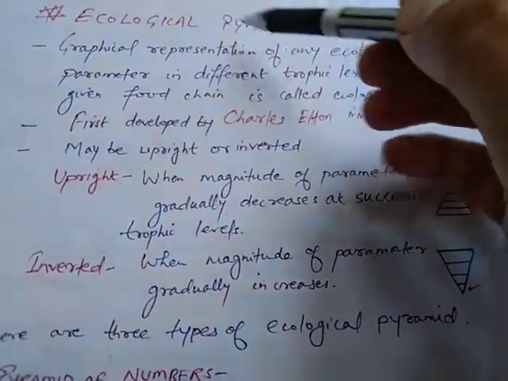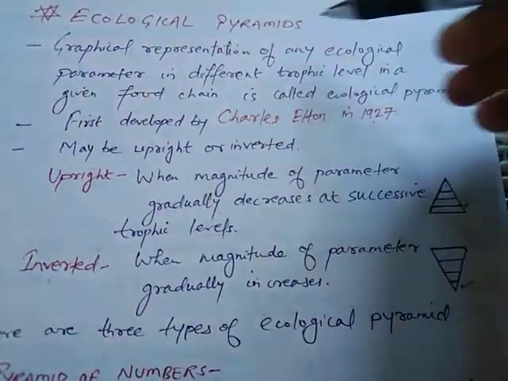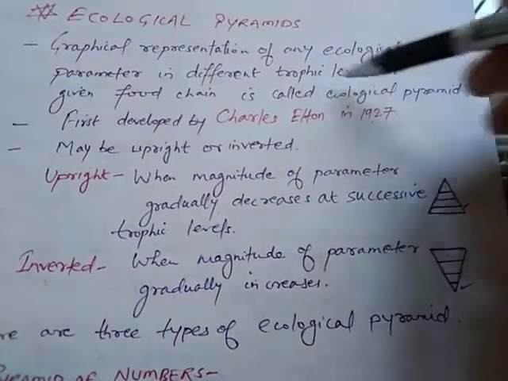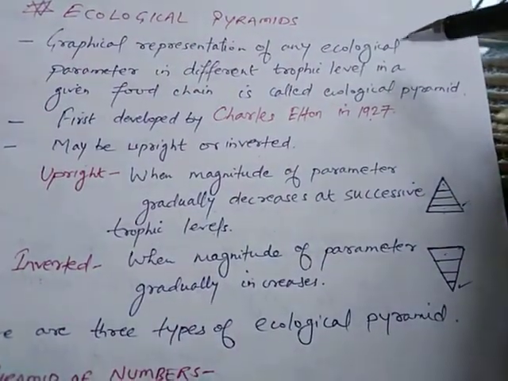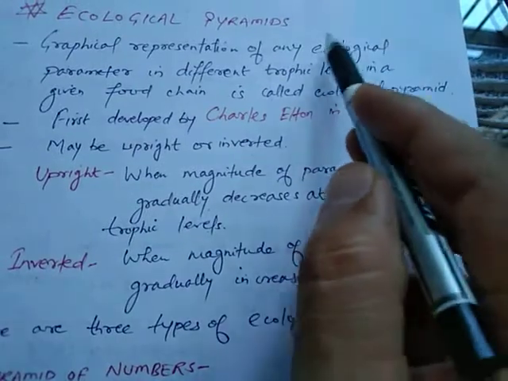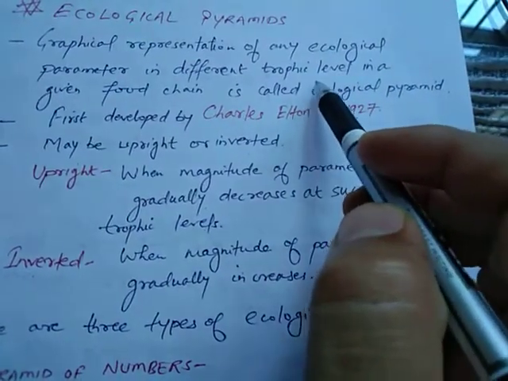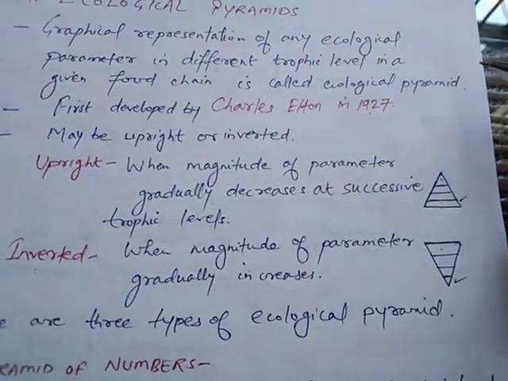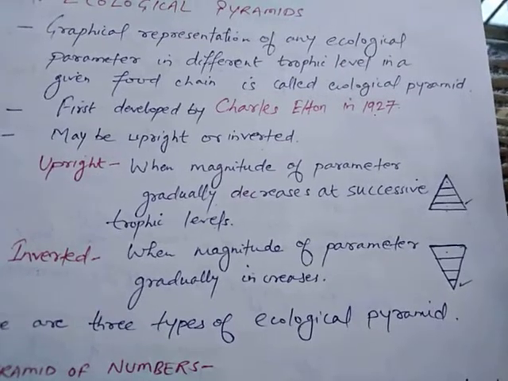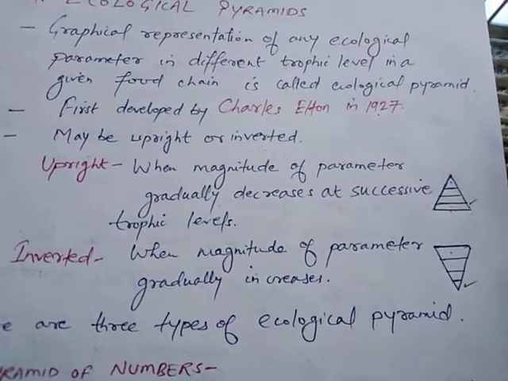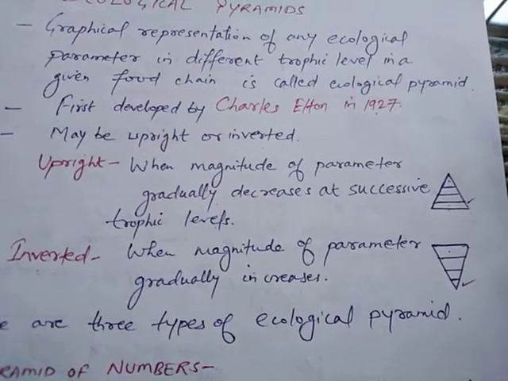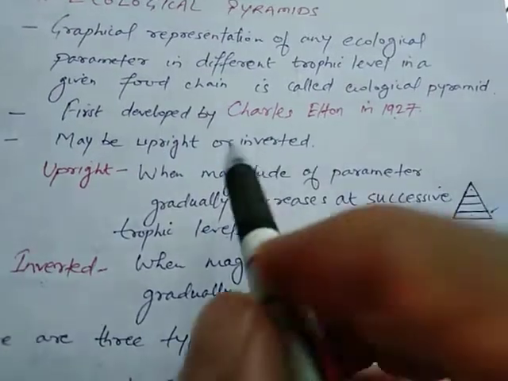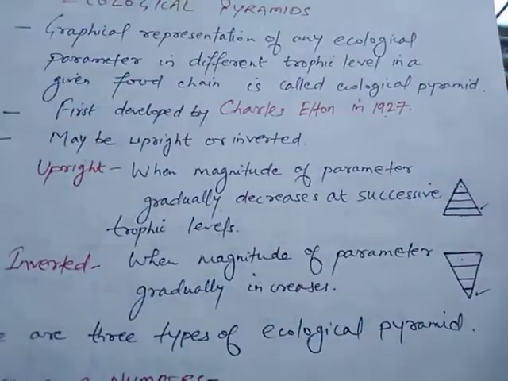So what actually are these ecological pyramids? These ecological pyramids are a graphical representation of any ecological parameter. Taking this ecological parameter into consideration at different trophic levels, we represent some data. That graphical representation is known as an ecological pyramid. Firstly, ecological pyramids were developed by Charles Elton in 1927.